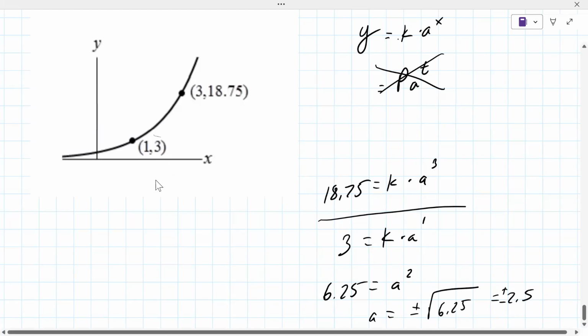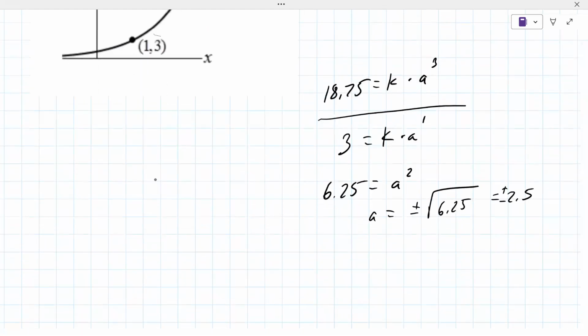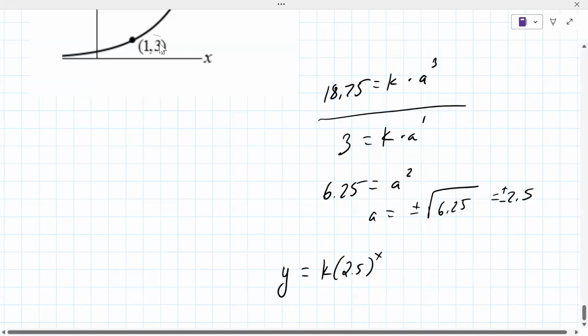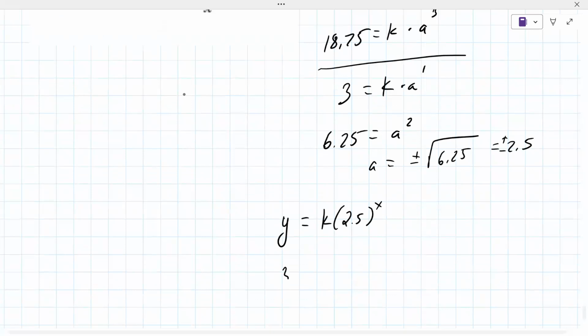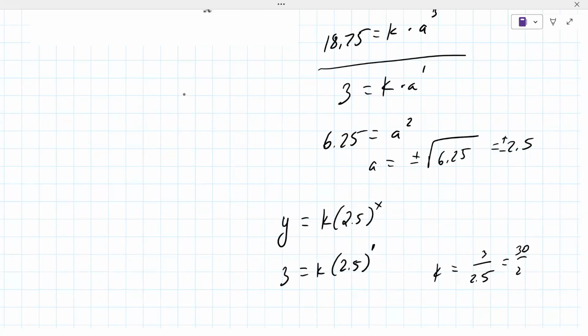Yeah. All right, so you go back to your original equation: y equals k times 2.5 to the x, and then you use the nice value. It doesn't really matter, you can use either, but it's 3 equals k times 2.5 to the power of 1, and you divide, and k is 3 over 2.5, which is 30 over 25, which is 6/5, or 1.2.